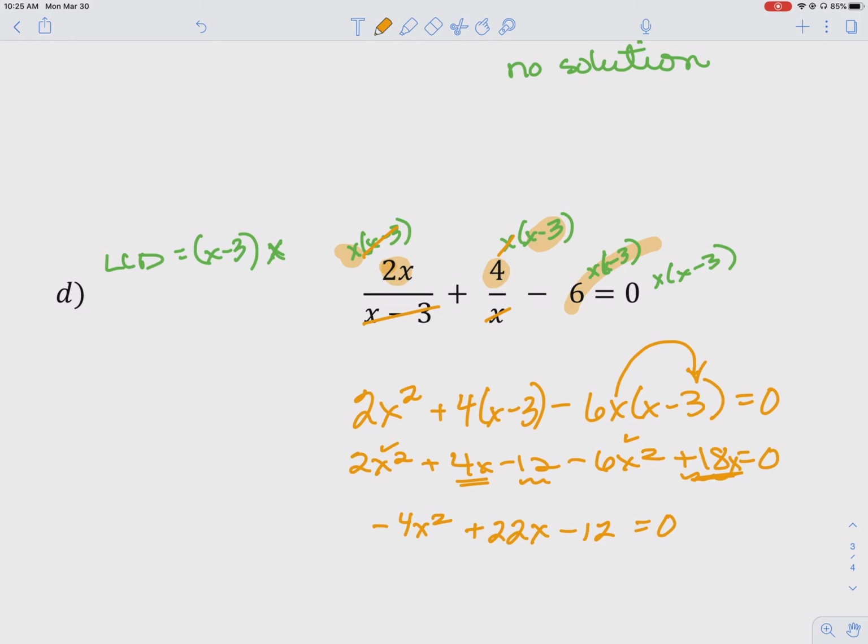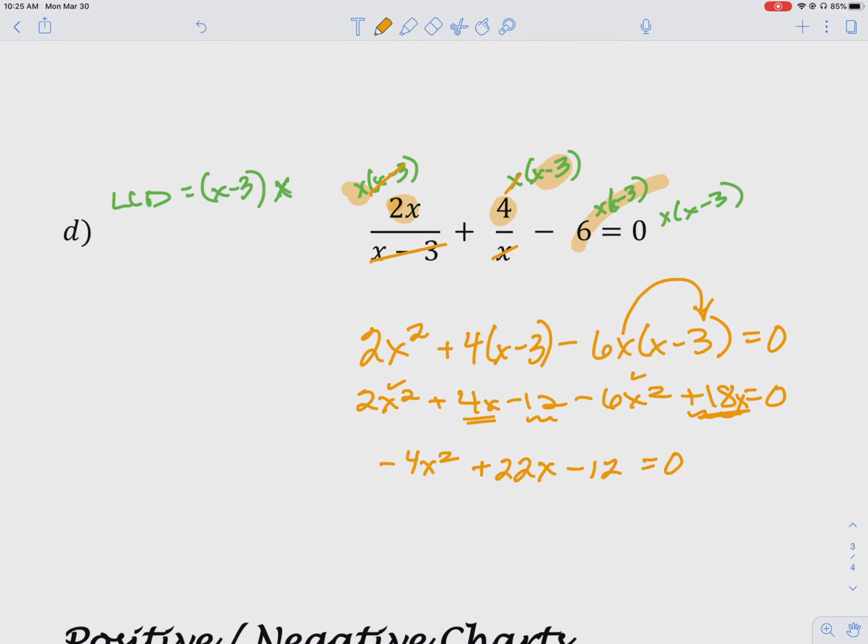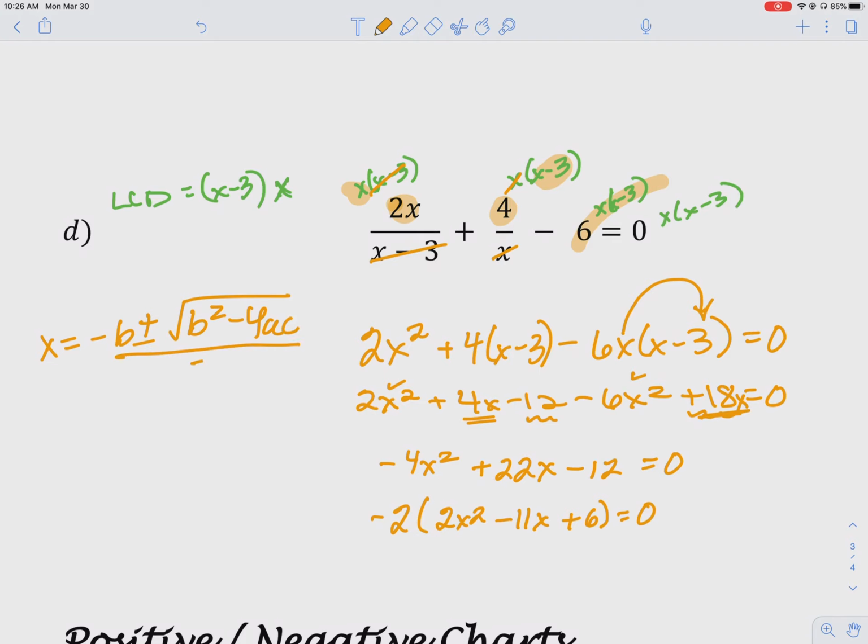Okay, so now I'm going to do the same thing. I'm going to take out what they have in common. And 4 doesn't go into 22, so I'll have to take out a 2. So minus 2, and so I wind up with 2x squared minus 11x plus 6. All right, and I don't believe that that factors. So because I have a squared, I'm going to do the quadratic formula. So x equals negative b plus or minus square root b squared minus 4ac all over 2a.